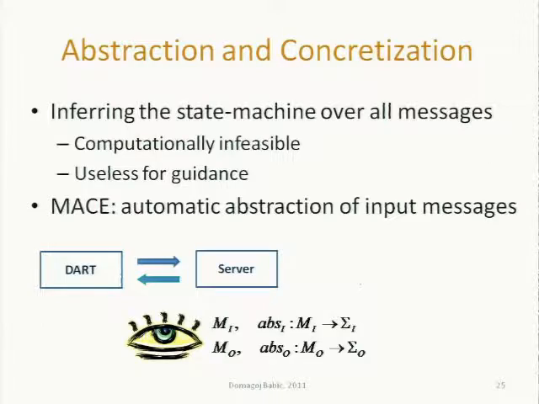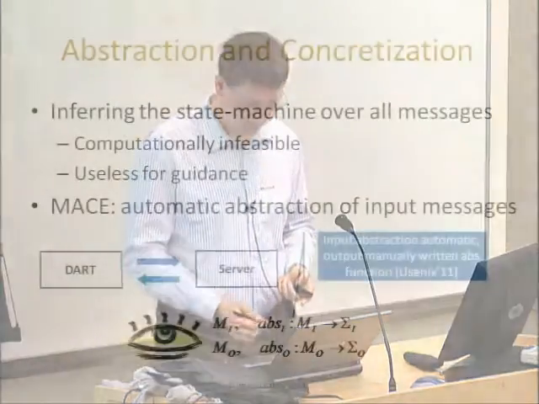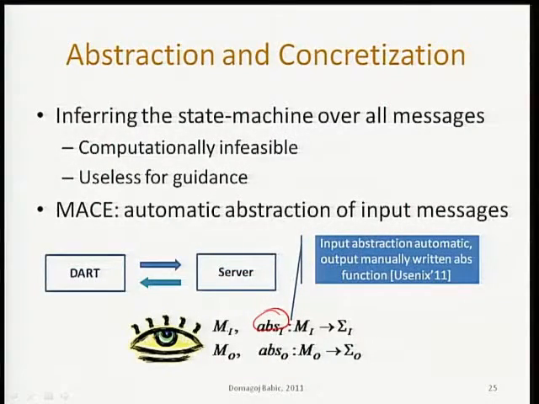So the way it works is in a way similar to what I presented before. The difference here is that we actually use Dart to generate messages rather than just observe random traffic. And another difference is that now we infer the input abstraction function. We essentially do this abstraction automatically, as I'll describe on the next slide. But we still require the output abstraction function to be provided manually, simply because it determines the coarseness of the state machine that you infer, and therefore, it seems fairly difficult to automatically find the right trade-off between the precision of the state machine and the computational cost of inferring a very precise state machine.